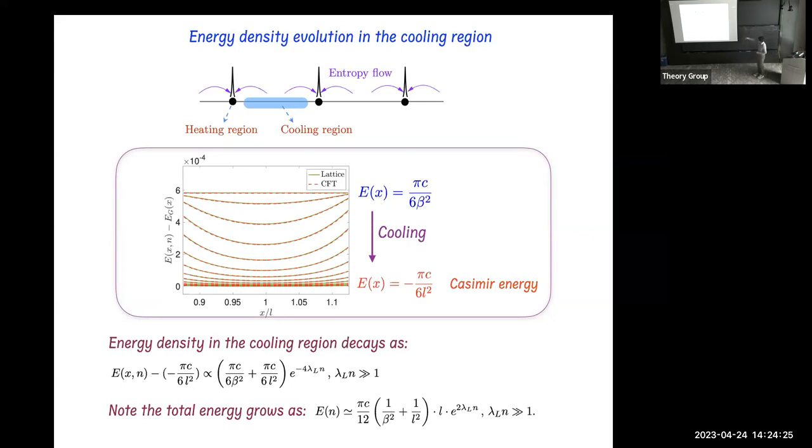We can see the cooling effect in this region, but the total energy of the system still grows in time. This is like our refrigerator. Inside the refrigerator, the temperature is low, but as a whole, because we are inputting power, the energy of the whole room is growing. It's similar here. Although this region is cooling down to some ground state value, the total system is absorbing energy exponentially fast in time.